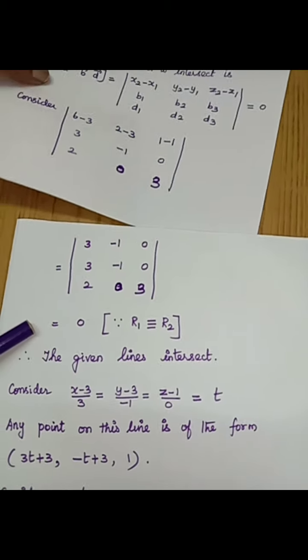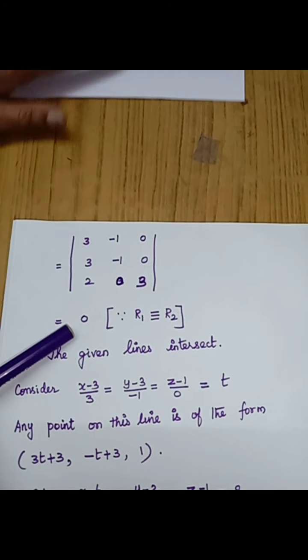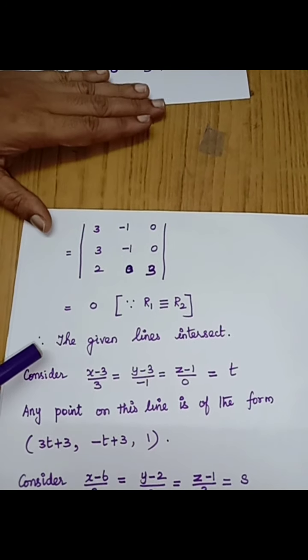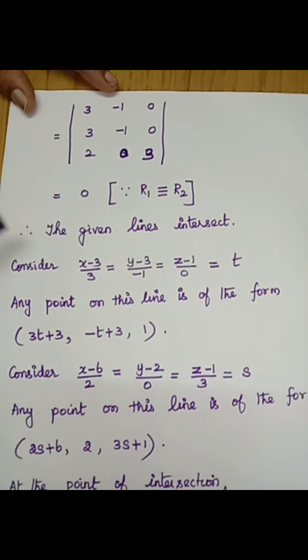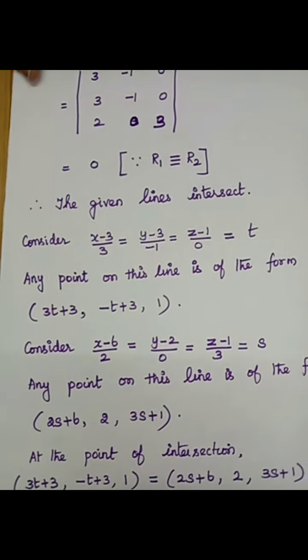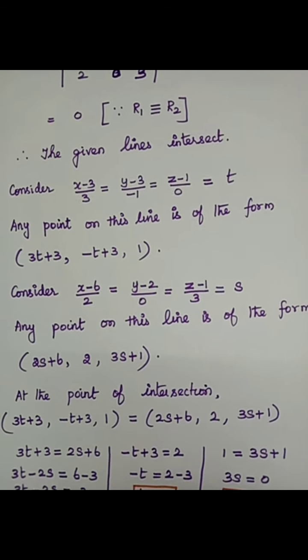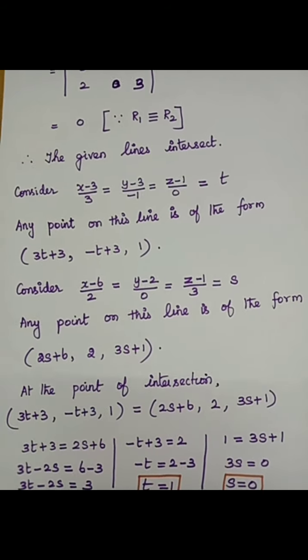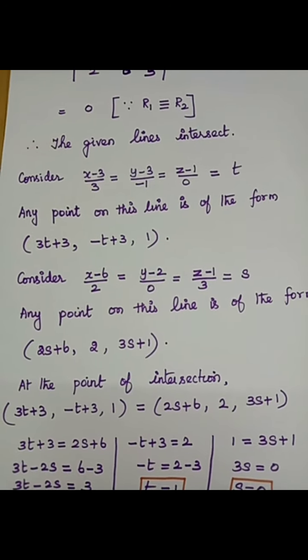So the box product of (C vector minus A vector), B vector, D vector is equal to 0. So therefore the given lines intersect. So they are intersecting lines. Okay. So what is asked? Also find the point of intersection. So we are going to find at what point the two given lines intersect.